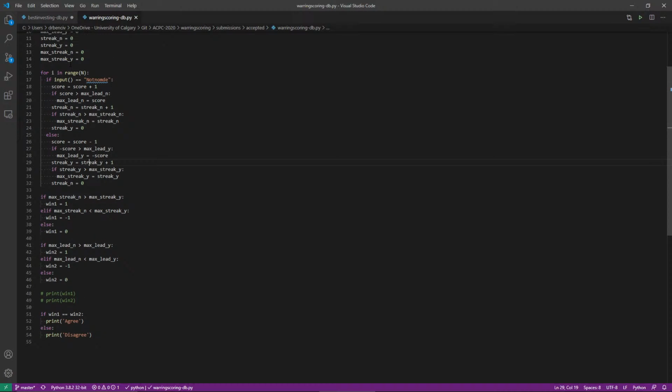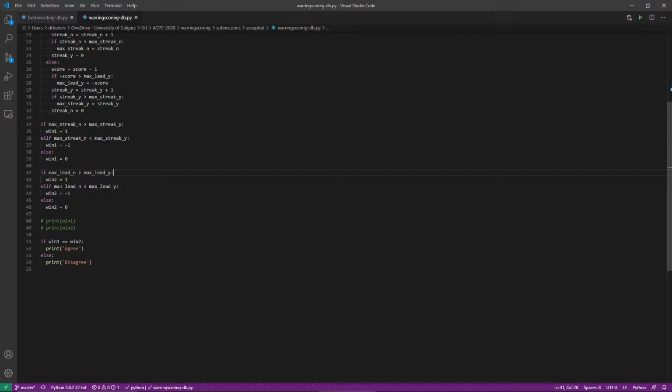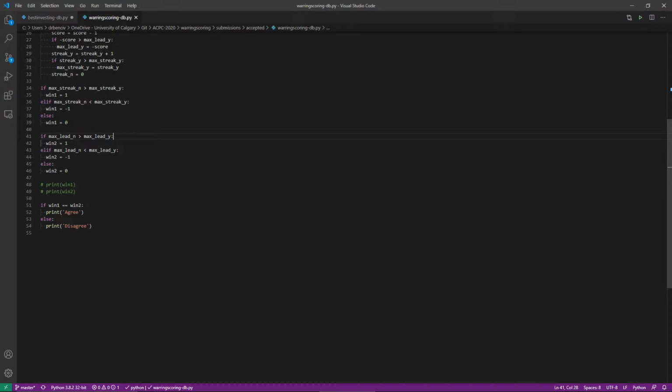Then once we've gone through all of these points, we'll compare the maximum streaks to figure out who wins under the first system. So win 1, I'm just saying, is the winner not nommed or Irglak, or is it a tie? And then same thing with the maximum lead. Is the winner not nommed, Irglak, or a tie? And then if they're the same, we agree. If they're not the same, then they disagree.